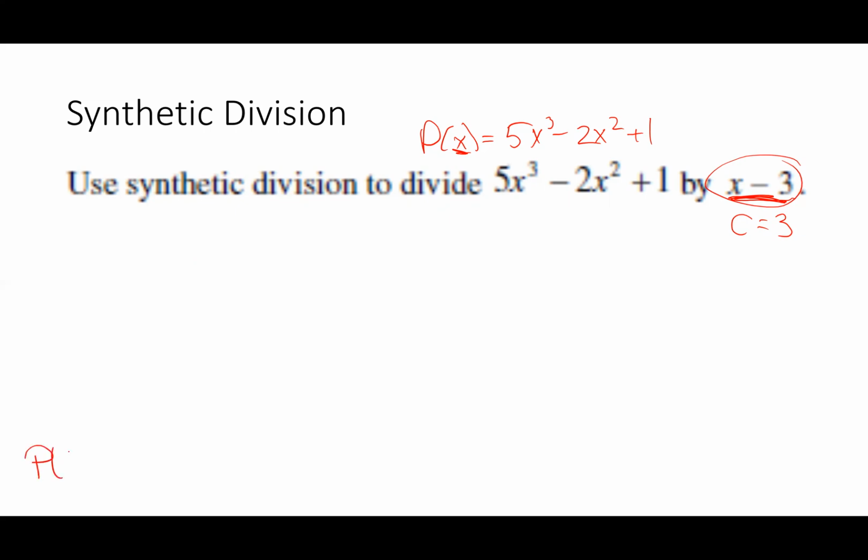We're going to go ahead and just compute p of 3 here. So I get 5 times 3 cubed minus 2 times 3 squared plus 1. So 3 cubed is 27. 5 times 27 is 135. 3 squared is 9, minus 18, plus 1. 135 minus 18 is 117. Plus 1 is 118.